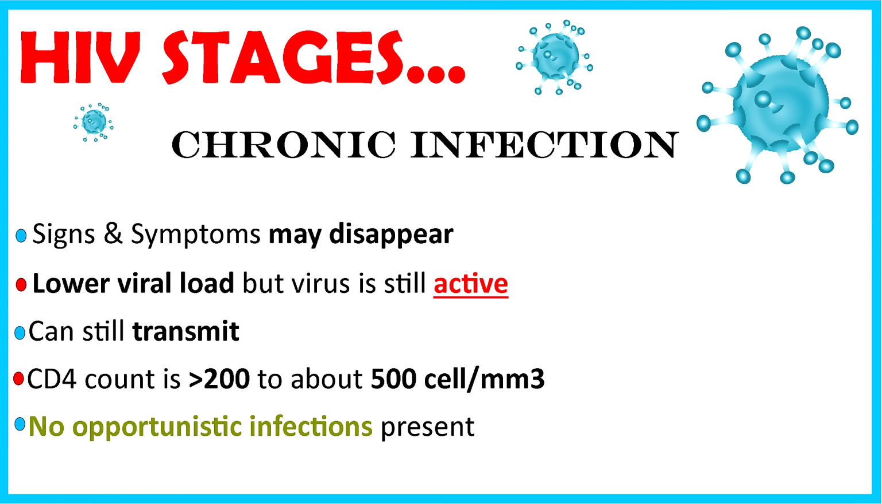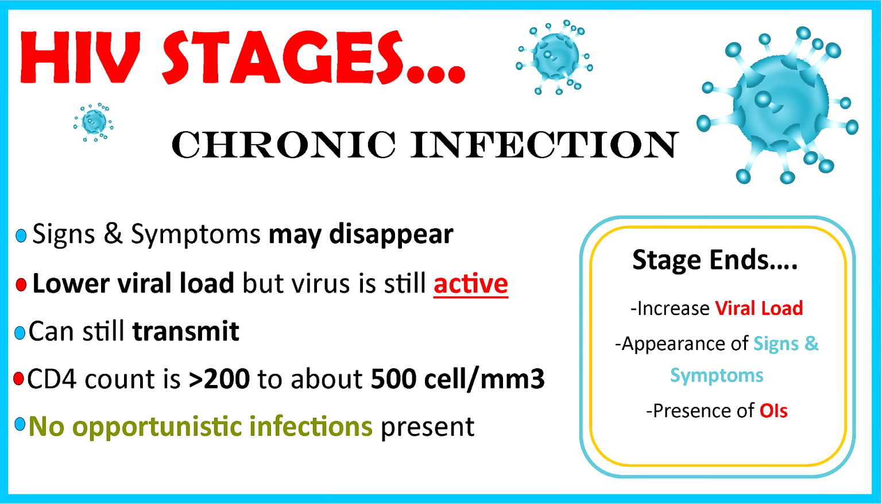The next stage is the chronic infection stage, and sometimes this is referred to as the asymptomatic stage. With this, signs and symptoms tend to disappear and the viral load is lower, but the virus is still active. It's still replicating and destroying cells. During this stage, the person can still transmit HIV to others, but ARTs help lower this chance. And the CD4 count is going to be greater than 200, but to about 500. And no opportunistic infections should be present during this time. This stage ends and the patient progresses to the last stage whenever the viral load starts to increase.